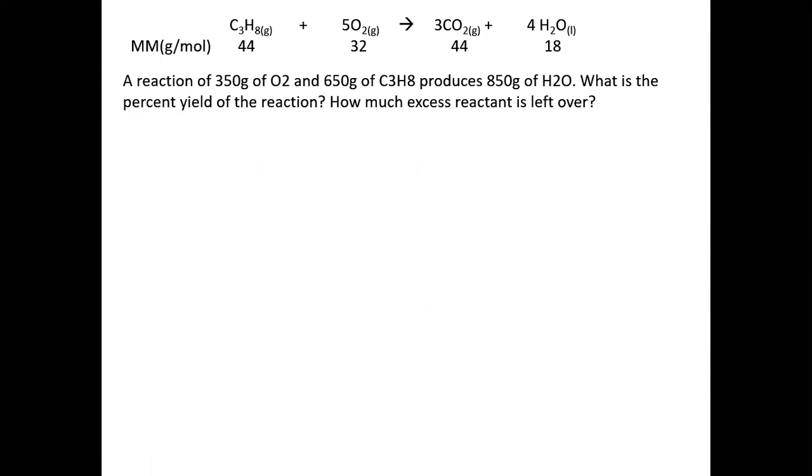So here we have the same combustion reaction again, but we have different amounts of reactants and products. We have 350 grams of O2 and 650 grams of propane produces 850 grams of water. What is the percent yield of the reaction and how much excess reactant is left over? So first off, this 850 grams of water is the actual yield.